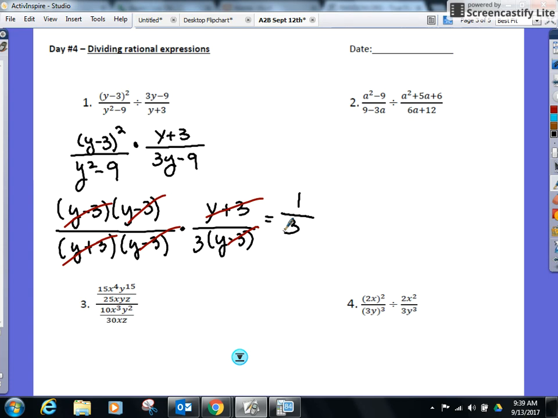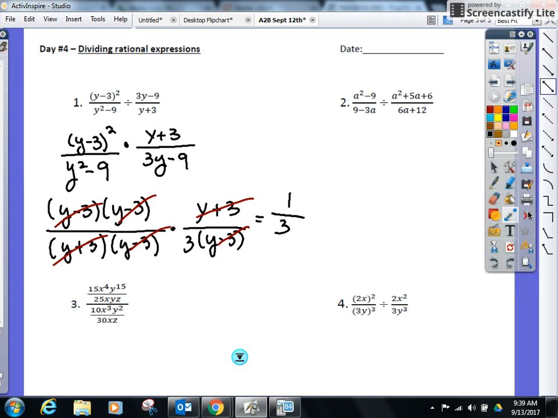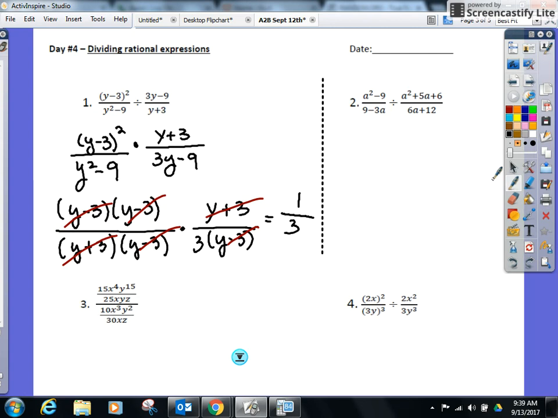Questions from you guys? Okay, let's move because I want you to have some time to do the assignment. I may not do all the questions today because I don't feel like we need to. All right, next one. Go ahead. A squared minus 9. It's division. So I'm going to change it to multiplication and flip it.